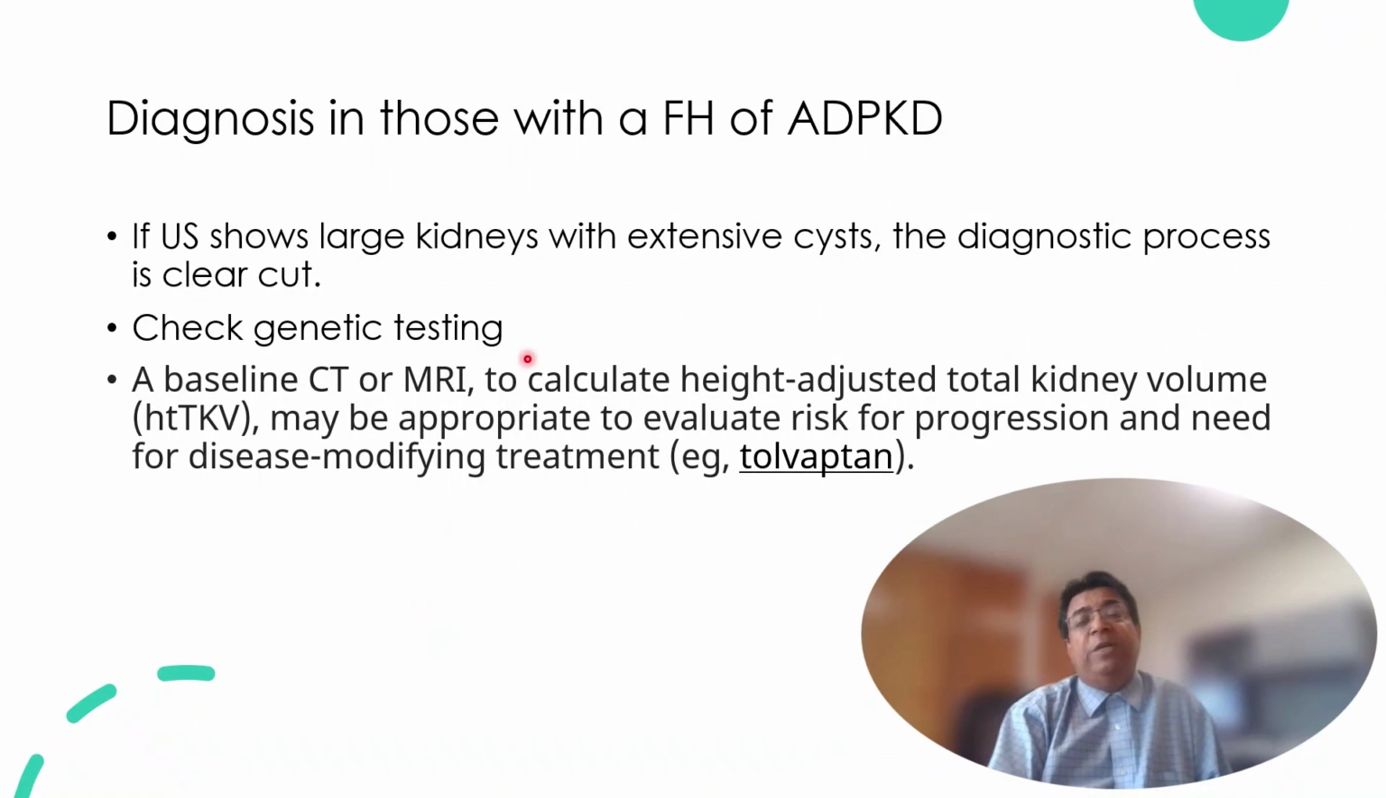If the ultrasound shows large kidneys with extensive cysts, the diagnosis is relatively clear-cut. And everybody should get genetic testing. Genetic testing is very important. The mutation can determine prognosis and also can determine whether certain treatments are appropriate, such as tolvaptan. And once ADPKD is established, a baseline MRI to calculate height-adjusted total kidney volume is appropriate and important to assess whether the patient is high risk or low risk, and to determine risk for progression and need for disease-modifying treatments, including tolvaptan.